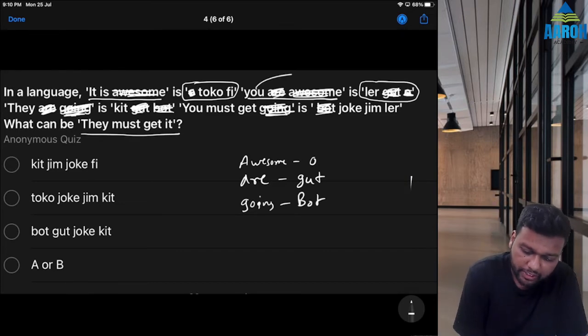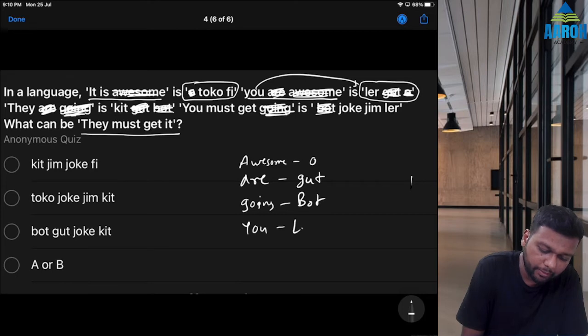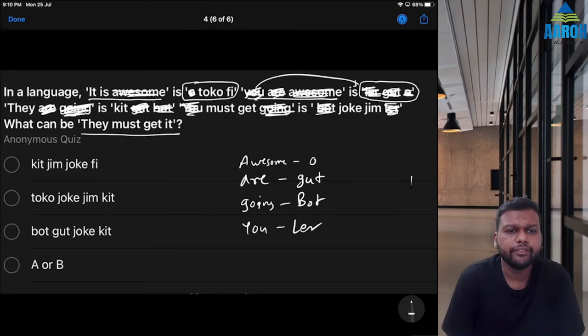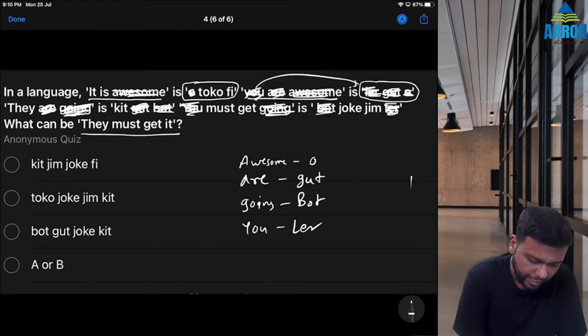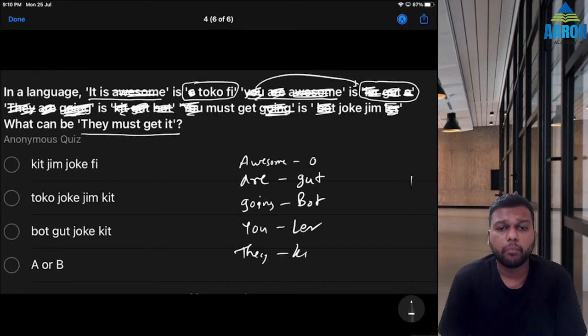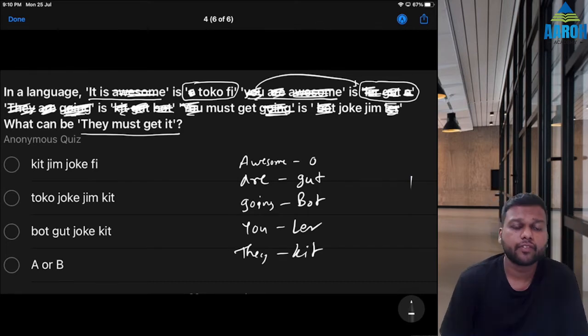Similarly now you. You must be this ler, right? Because only the one word is remaining from there. So you is this ler. Again you is in this also. So let's cancel it. Let's see if we can do it. They must get it. Now they is also kit. We know that because only one word is remaining. So they is kit. They must get it. Fine. It is awesome. Then you are awesome is done. They are going is done. You must get going. Fine.